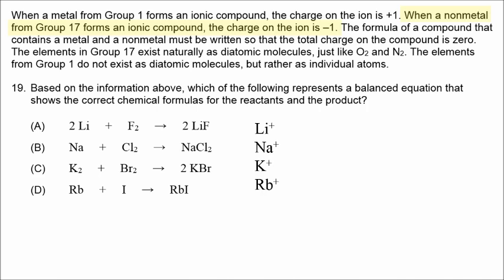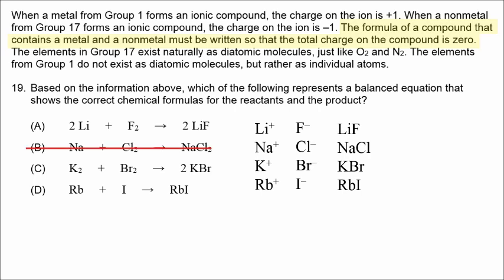compounds. So now we're over on the other side of the periodic table. Fluorine, chlorine, bromine, and iodine all carry charges of -1. If we put the positive and the negative ion together to create a compound, it must be written so that the charge is 0. So we need a 1-to-1 relationship between lithium and fluorine, sodium and chlorine, etc. So based on that 1-to-1 ratio, the formula would be LiF, NaCl, KBr, or RbI for these 4 compounds. So we can eliminate choice B because the formula of the product is incorrect.